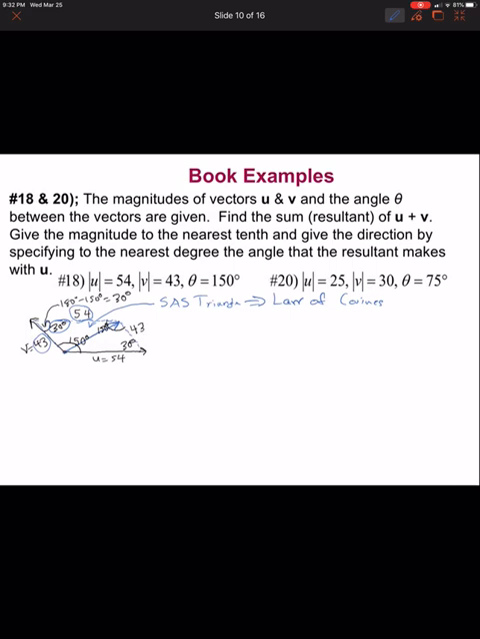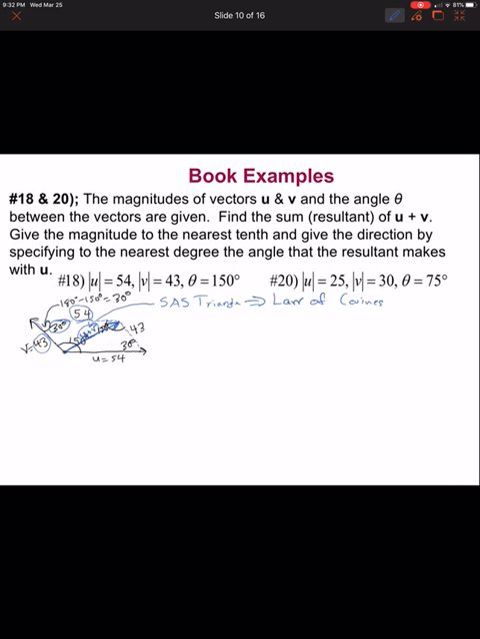Well, what are we trying to find? Remember, our problem here is to find vector u plus v, the resultant, the sum, which we've highlighted here in that different color. That's the u plus v, that diagonal. So let's find that side, which is the side opposite the 30-degree angle.